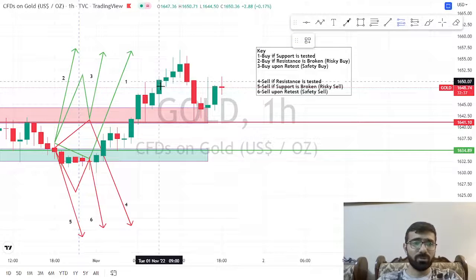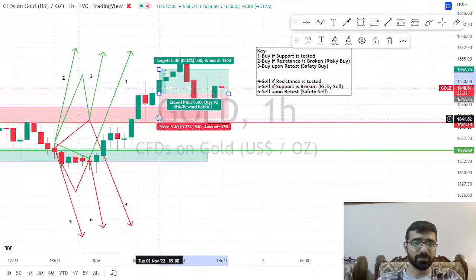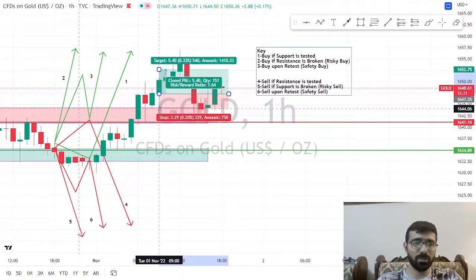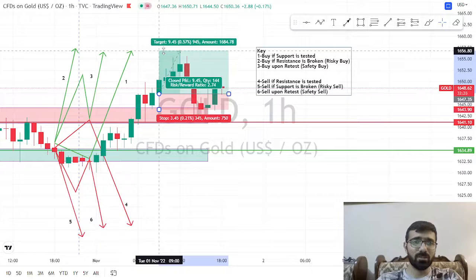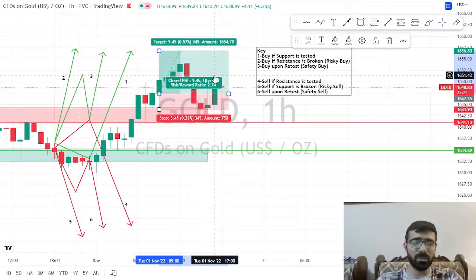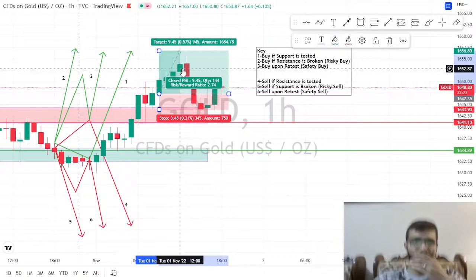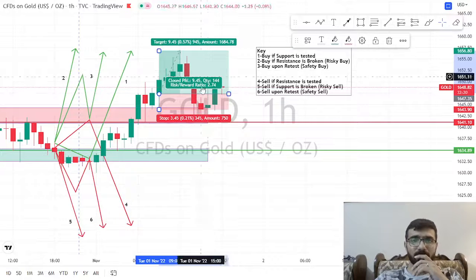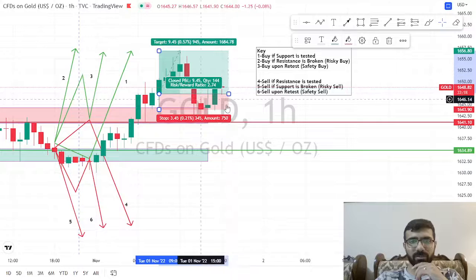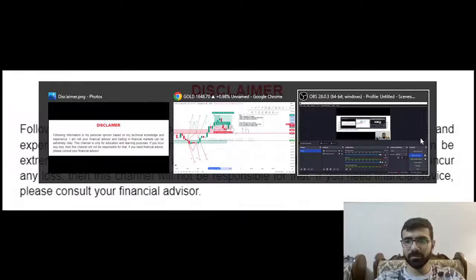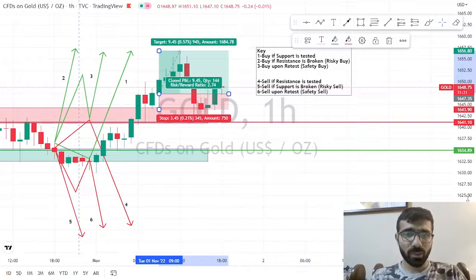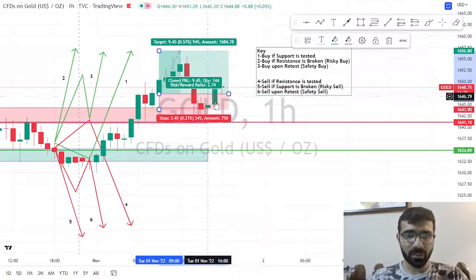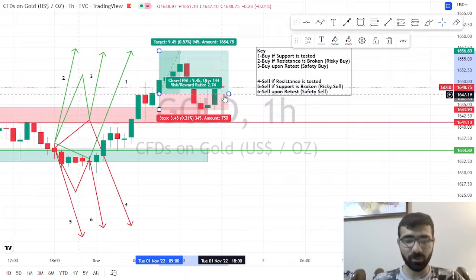And if you would have taken an entry upon a retest over here, your stop loss will be over here just below this candle, and this trade would have given you a profit of approximately 2.7%. So if you would have taken this trade, a 2.7% profit would have come your way.